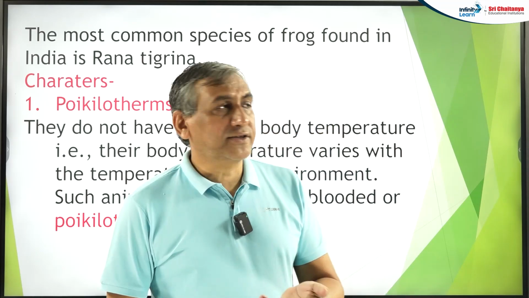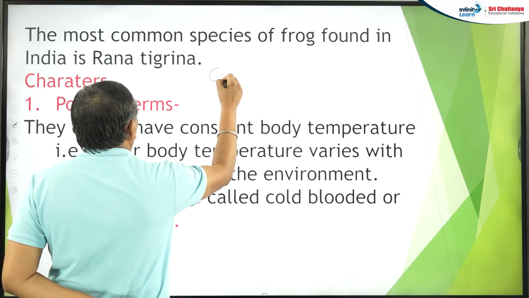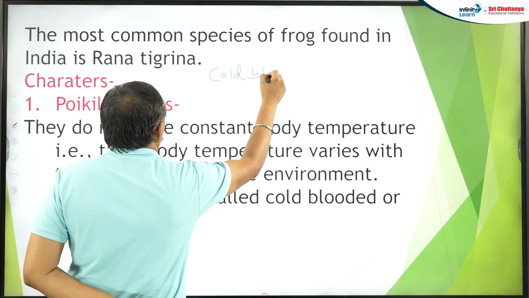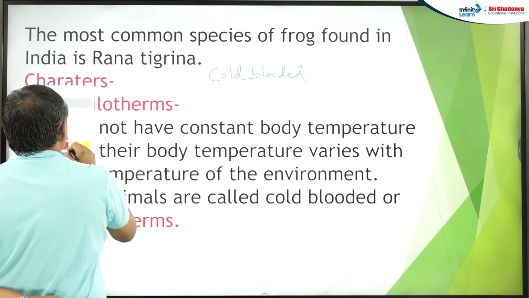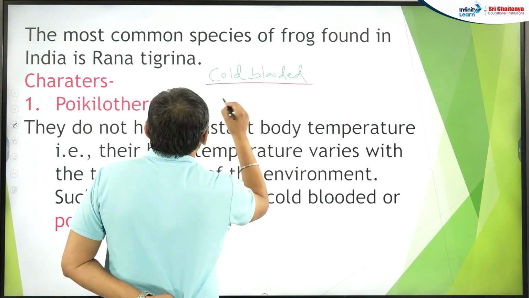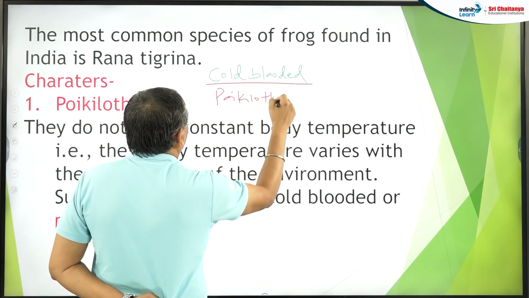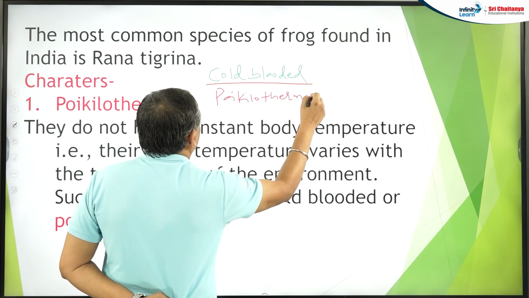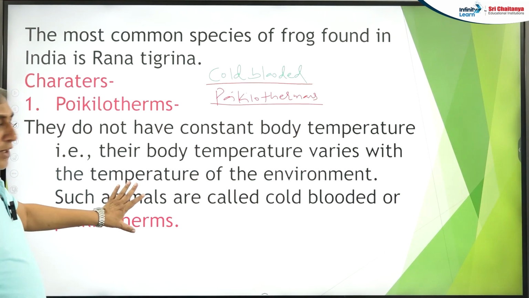Warm-blooded animals. Just opposite to it, you can write for the frog: the frog is a cold-blooded animal. This is one point you have to remember. Second, you have to remember Poikilothermous. Poikilothermous means the body temperature is variable. They have variable body temperature.